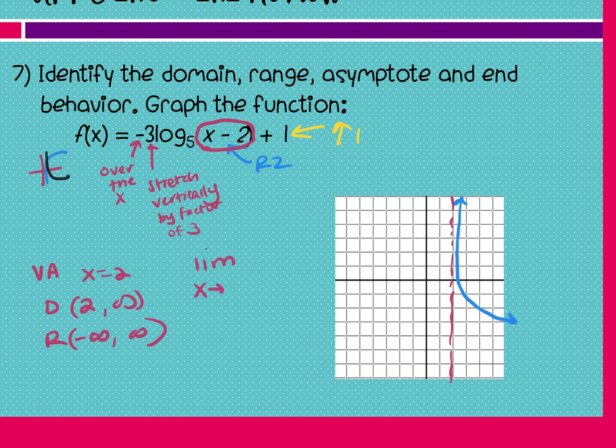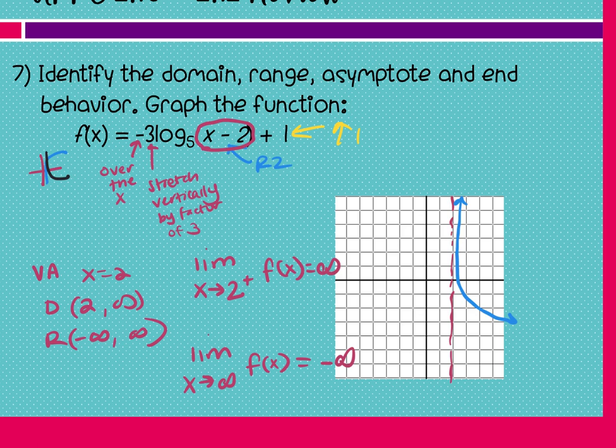as x approaches the vertical asymptote, which is at 2, and it's coming from the right, so this should be plus. And I'm going to do the limit as x approaches positive infinity. So the f of x here is going towards positive infinity, and the f of x here is going towards negative infinity.